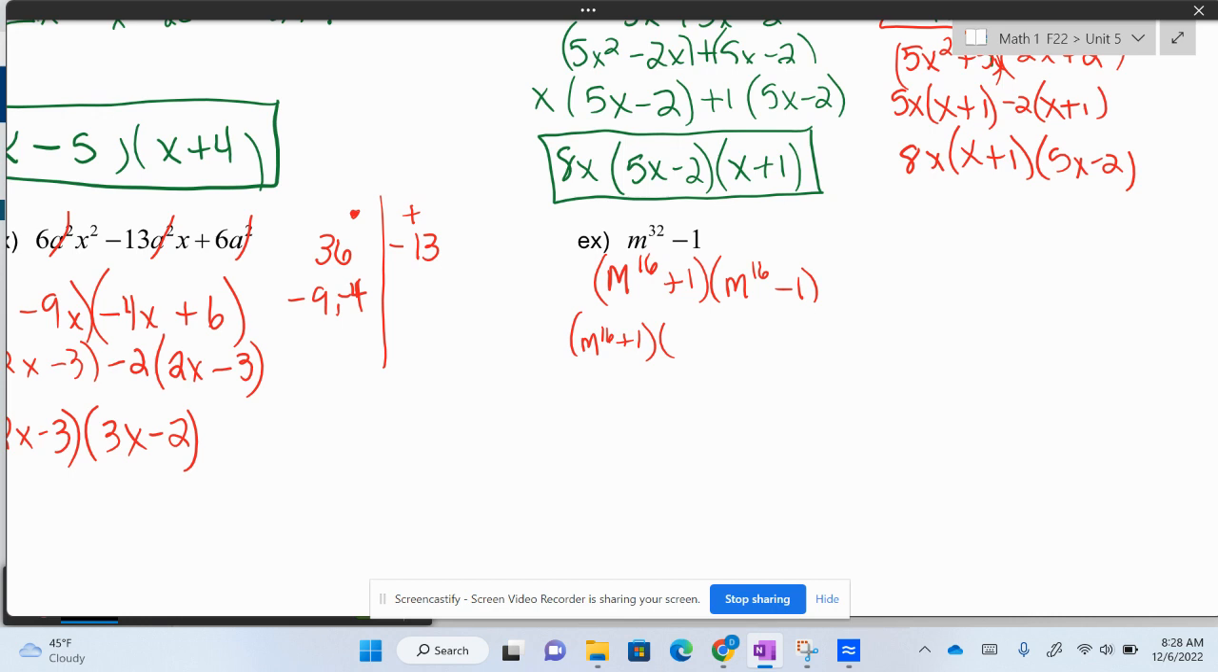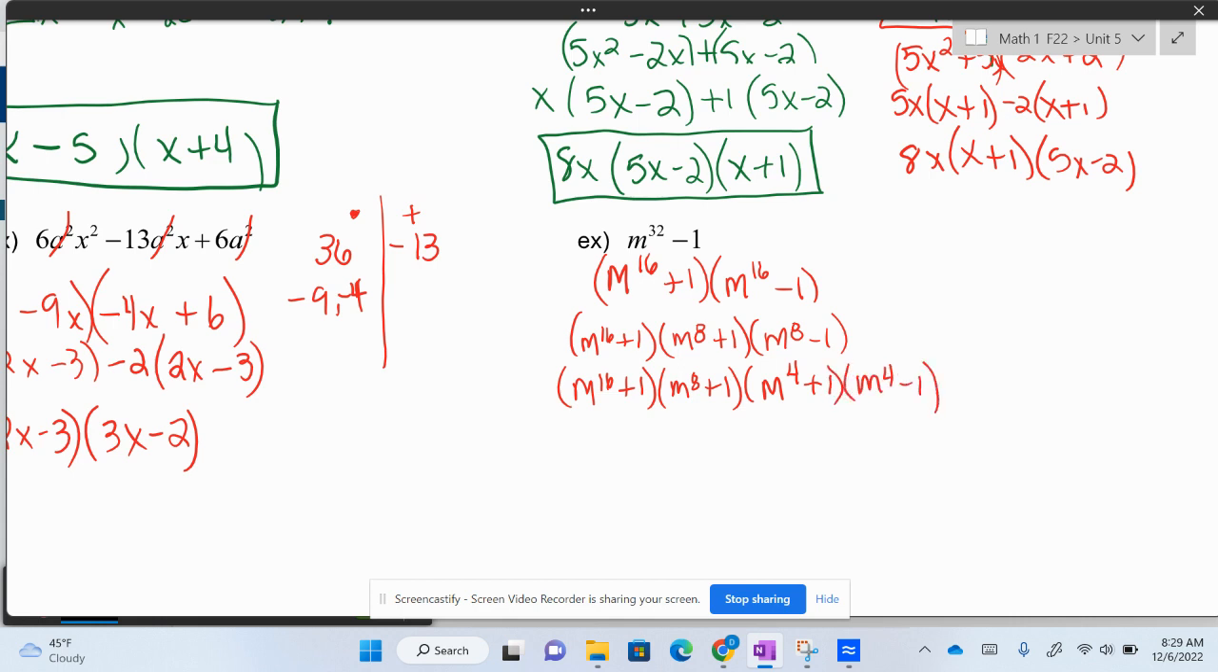That 16 divided by 2 is what? M to the 8 plus 1 times m to the 8 minus 1, right? Because when I multiply, I add them. 8 plus 8 is 16, so that works out. So now I'm going to write my m to the 16th plus 1 times my m to the 8th plus 1. But I have to factor again the m to the 8th minus 1. Well, that becomes m to the 4th plus 1 times m to the 4th minus 1.